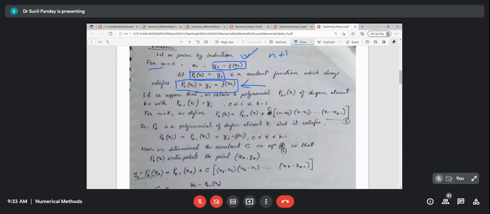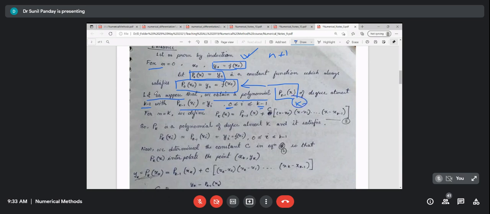Now we prove the result by induction: we assume that the result is true for k data points, and that means a polynomial of degree k minus 1 exists. So suppose that we obtain a polynomial of degree at most k minus 1 with these k data points. If I am indexing from i equal to 0 to k minus 1, it means I am having k data points.